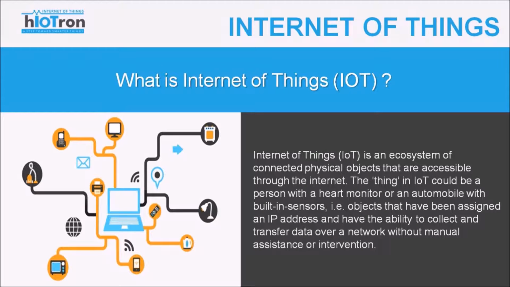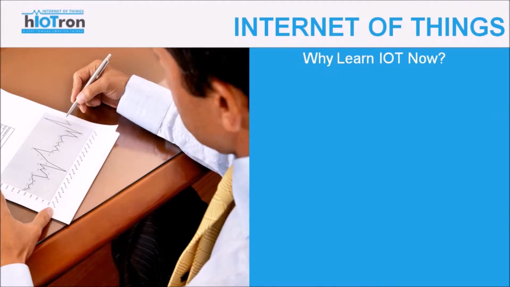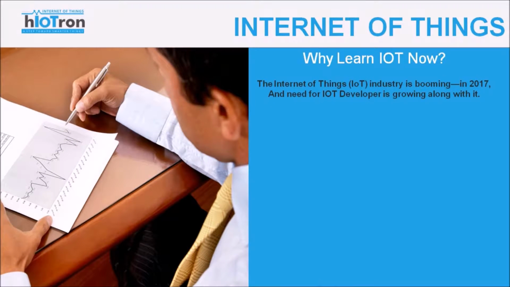So let's start with what is Internet of Things. Internet of Things is an ecosystem of connected physical objects that are accessible through internet. Now, why learn IoT? There is no doubt that IoT is a booming industry. Apart from that, Gartner predicts by 2020 more than 20 billion IoT devices will be in use.